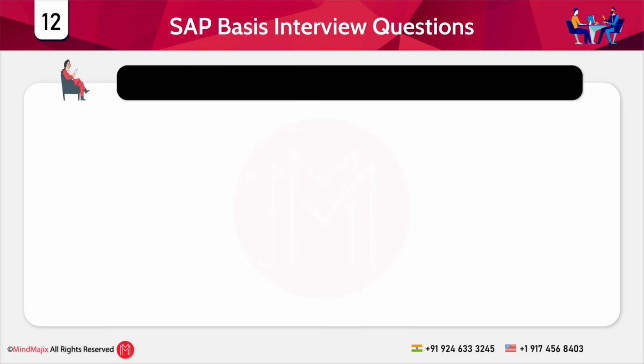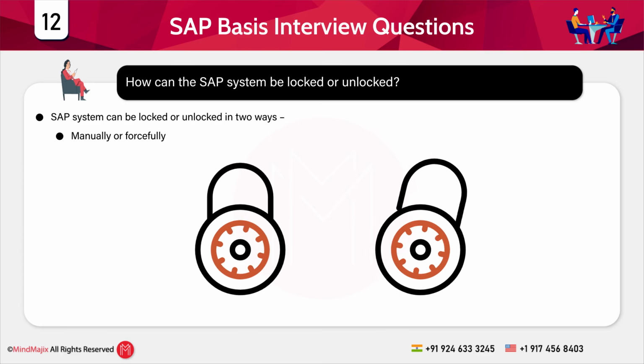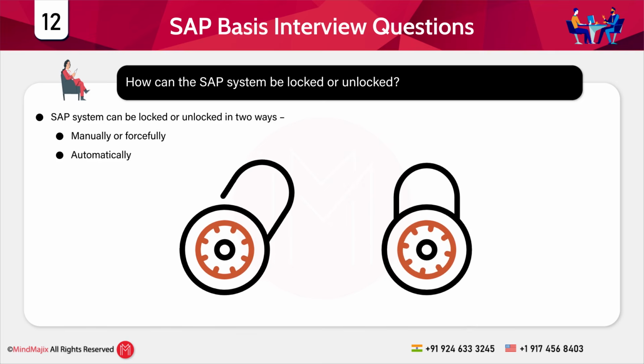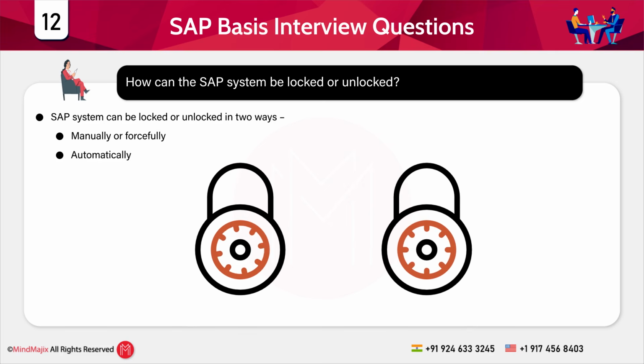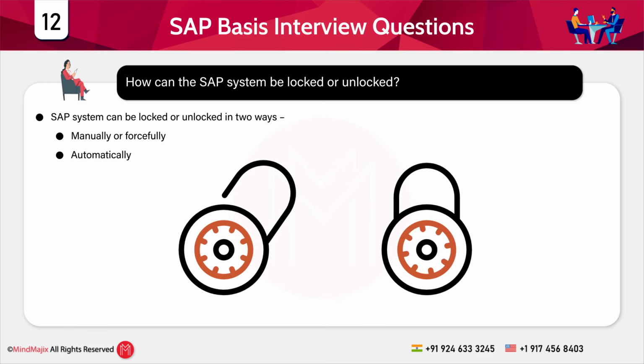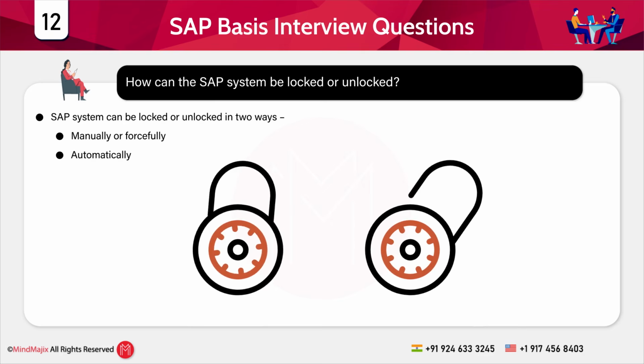The next question is, how can SAP system be locked or unlocked? So SAP system can be locked or unlocked in basically 2 ways. The first one is manual or forceful, and the second one is automatic. So for single user and for multiple users, the transaction to be used is SU01 and SU10 respectively.